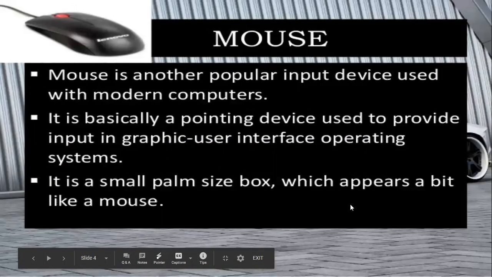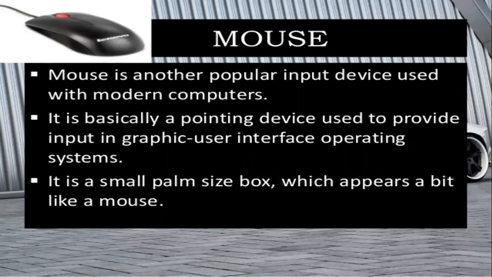Next one is mouse. Mouse is another popular input device used with modern computers. It is used to provide input, but not in the form of text. If you keep the cursor over something and click on it, it will take that as an input. It is called a pointing device by which we can give our information to the system. It is used as input in a graphical user interface operating system.